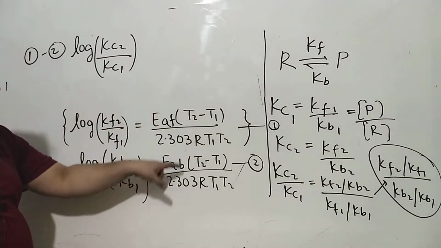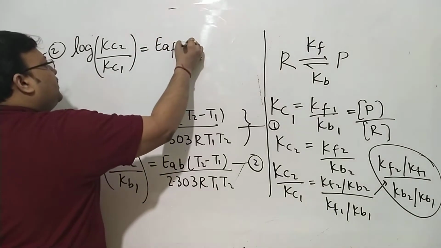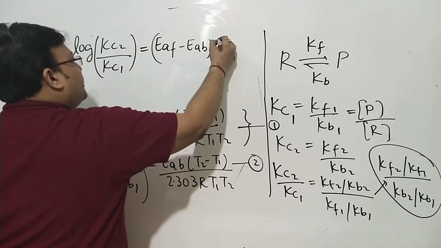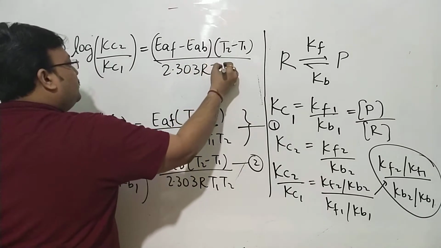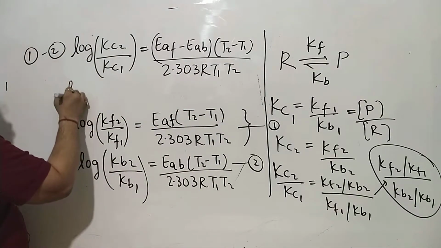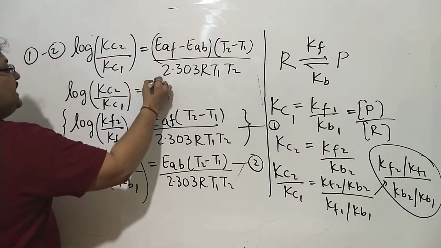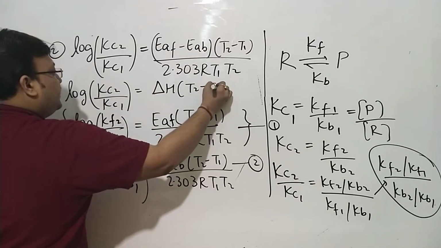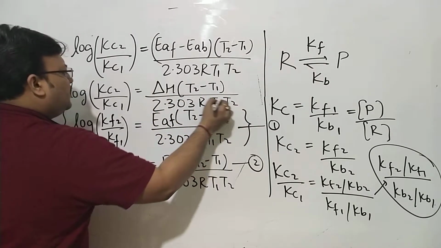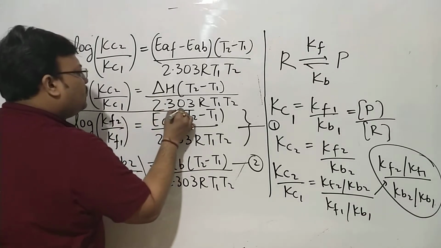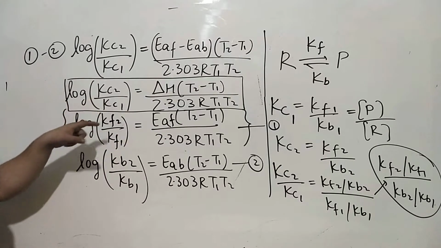Now everything else remaining common, 1 minus 2 could be written as EAF minus EAB, T2 minus T1 upon 2.303 R T1 T2, which again can be written as log of Kc2 upon Kc1 is equal to delta H. Now this will be very important. If you know a little bit of thermodynamics, this will not be new to you. Otherwise, this delta H is going to be a very important result. This is how Kc is changing with temperature.